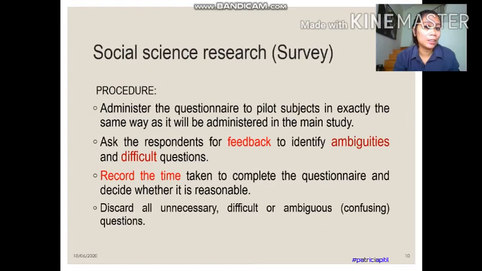Soalan itu je ada je tak faham. Okay, record the time. Okay, you yourself you will answer it secara jujur. How long you will taking in answering 40 questions? 20 minutes, setengah jam, at least you can estimate. That's the reason of pilot study.